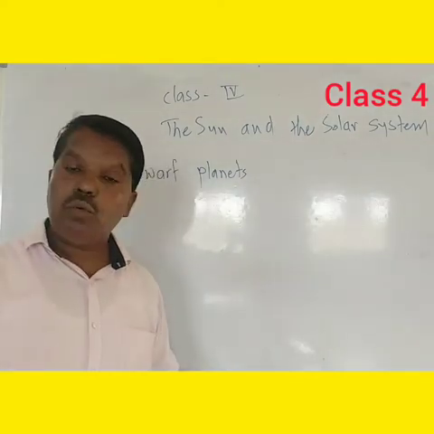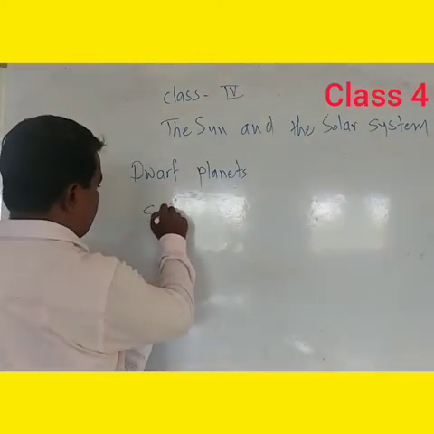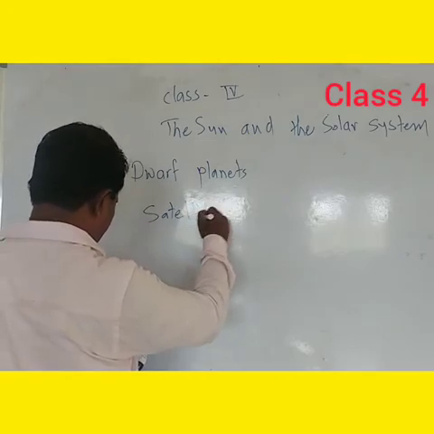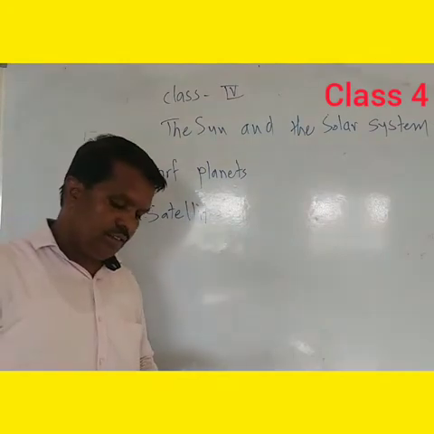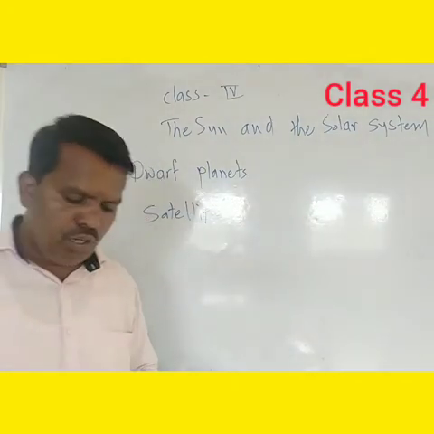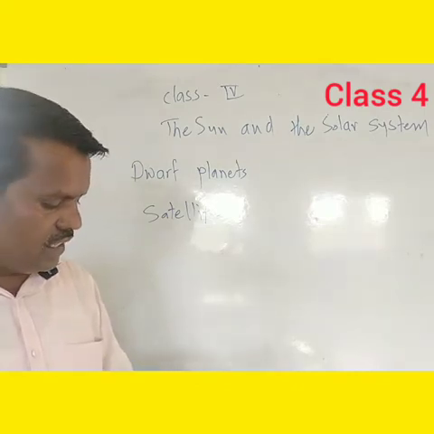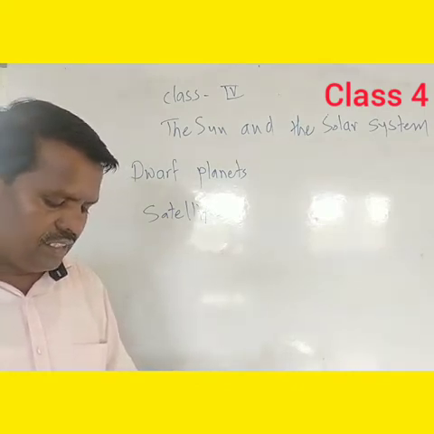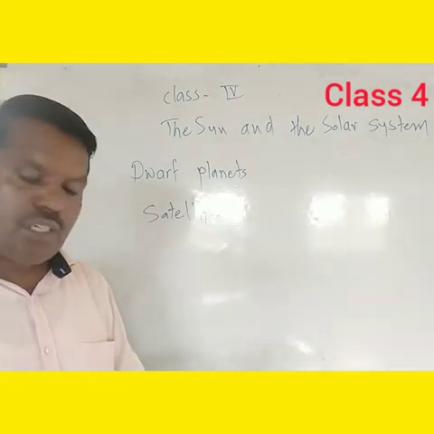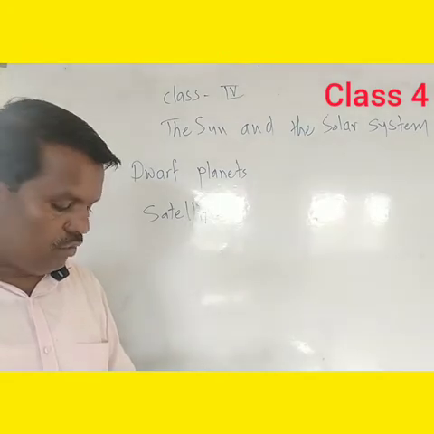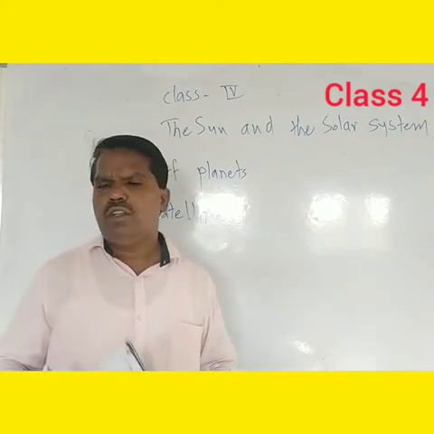Okay. Now we have to learn about satellites. Do you know satellites? We know that planets move around the sun in their orbit. Satellites are celestial bodies that move around the planets in their orbit. Almost all planets have satellites. Moon is the only satellite of the Earth. Jupiter has 12 moons. Mars has 2 moons. Mercury and Venus have no moons.